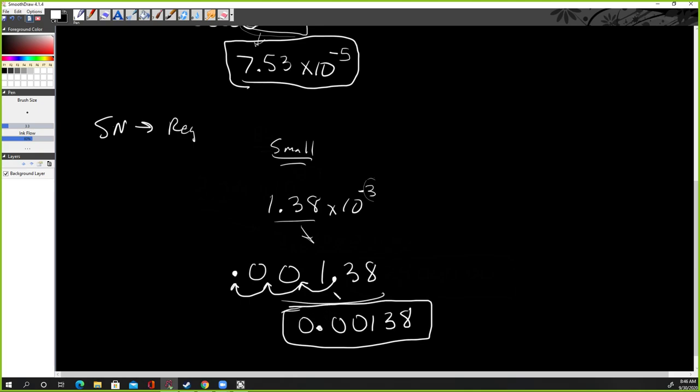Now, there are more specific rules I can dive down into, but this is pretty much the basics of how to do regular numbers to scientific and scientific to regular. And that should get you pretty much all your answers. They might not be perfectly right, but as long as you follow these rules, they'll be right enough for me today. Okay?